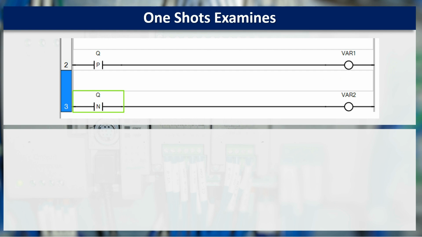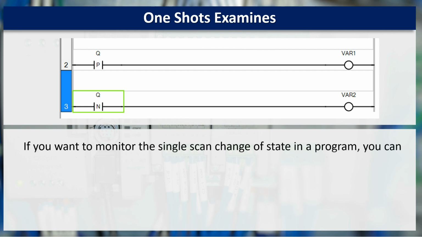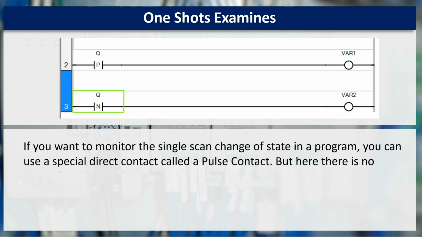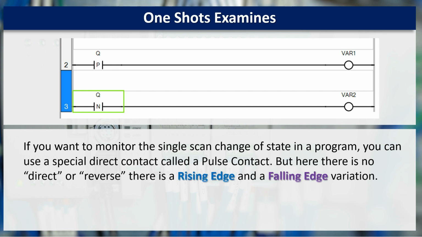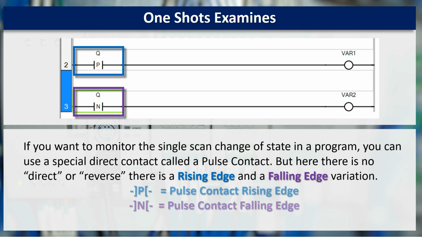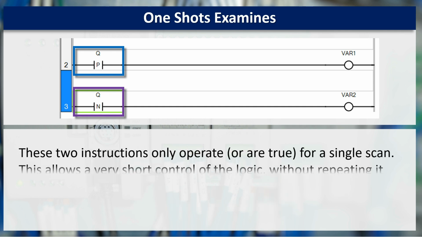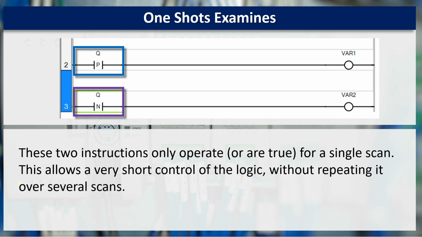If you want to monitor the single scan change of state in the program, you can use a special direct contact called a pulse contact. But here, there is no direct or reverse. There is a rising edge and a falling edge variation. The proper names are pulse contact rising edge and pulse contact falling edge. These two instructions only operate, or are true, for a single scan. This allows for a very short controllable logic without repeating it over several scans.